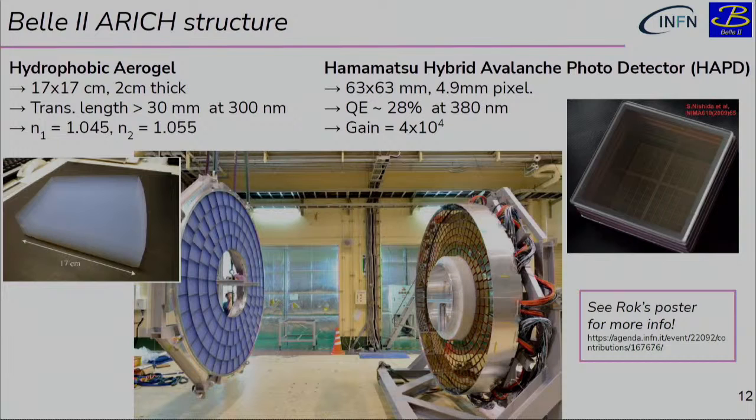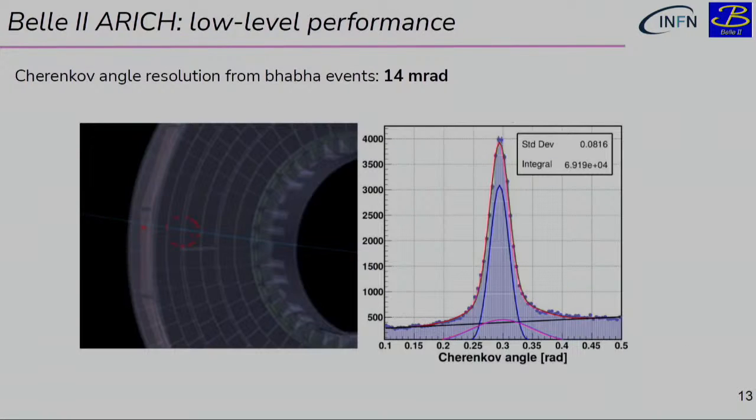So what you want here is to have something that covers a lot of area with fine pixels, like 5 millimeter pixels more or less. And this is the device for that. More information on the ARICH, by the way, is shown in a poster that you should definitely go and check out. However, how does this detector work?